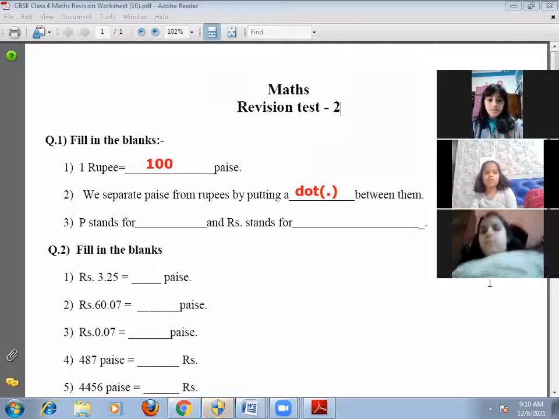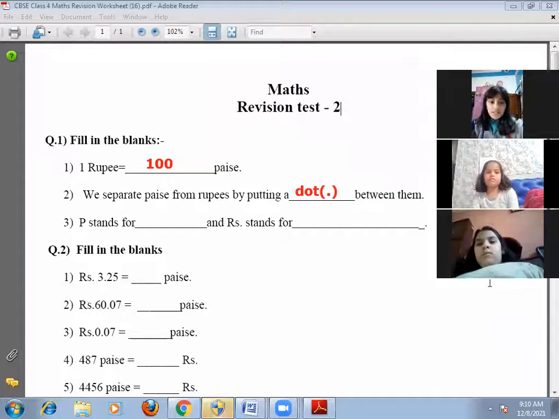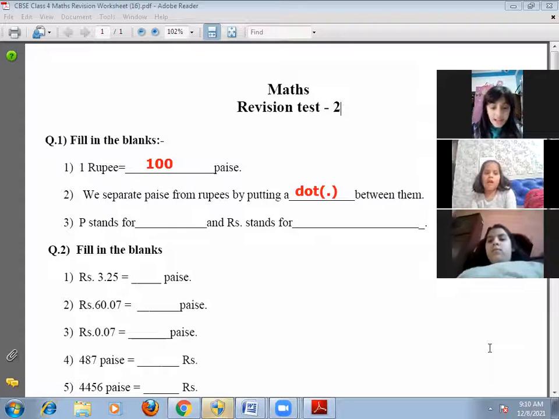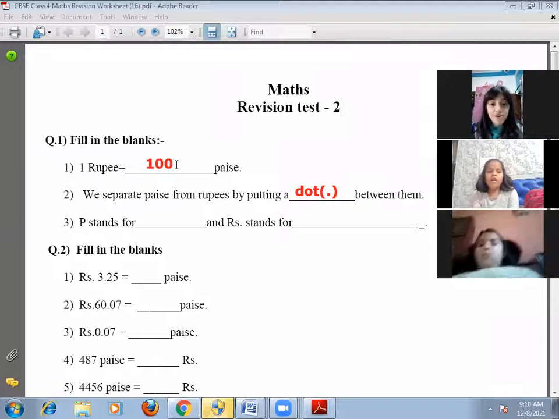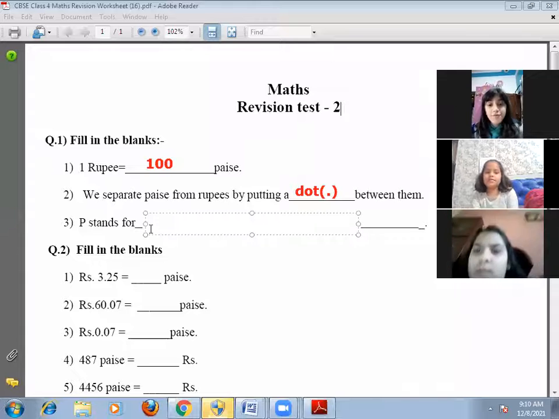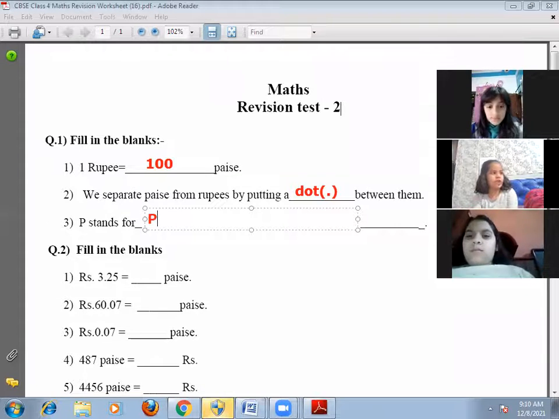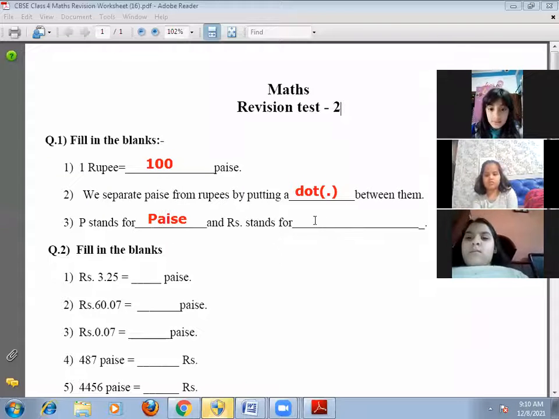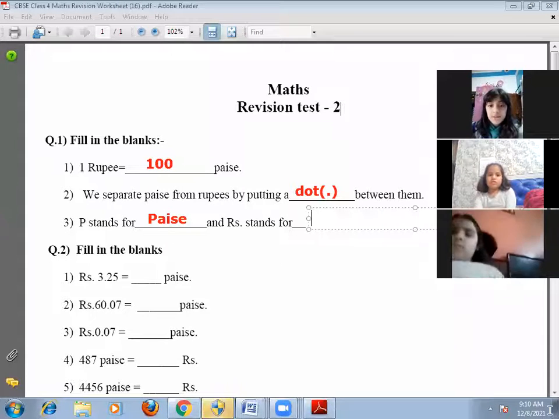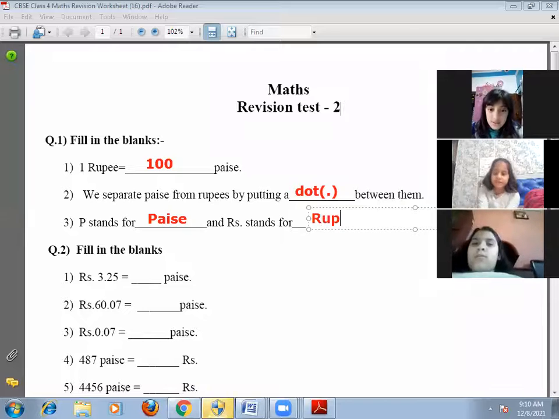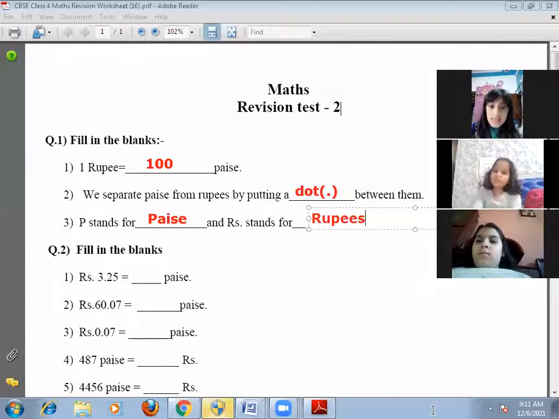Harshika, are you ready for the next question? Yes, ma'am. P stands for dash and R stands for dash. Ma'am, P stands for paise and R stands for rupees. Very good. P stands for paise and Rs stands for rupees. And you know what is the symbol for rupees? We have already learned it.